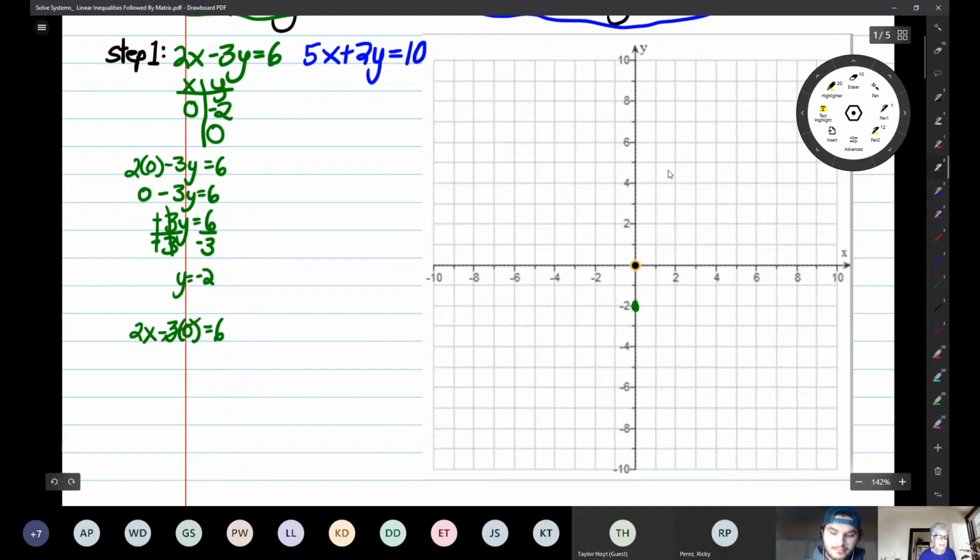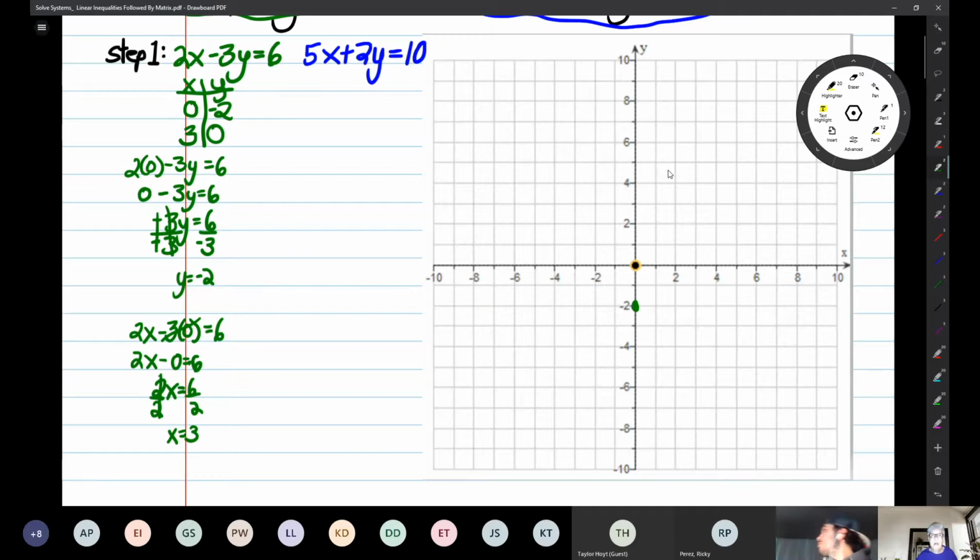And 3 times 0 is 0. And so 2x equals 6. Divide both sides by 2, and you get x equals 3. Now you're going to need that when you graph on MyMathLab, but the whole idea is making yourself a quick graph on paper before you go to MyMathLab and graph the whole thing.